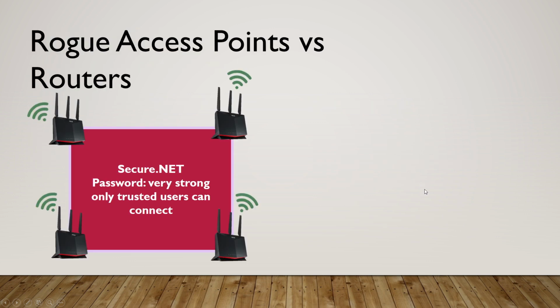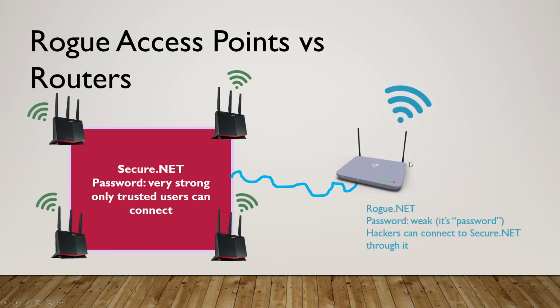Okay, rogue access points. Look, we have a network here. It could be a strong network. We have security, but then someone connects their router here with no password. That's a rogue access point. Okay, so this is a router. These are all routers here, but this rogue access point means that we can get into this network through bypassing the security because someone connected their own router.